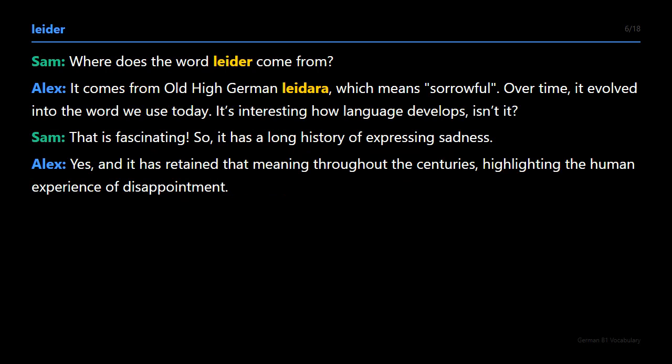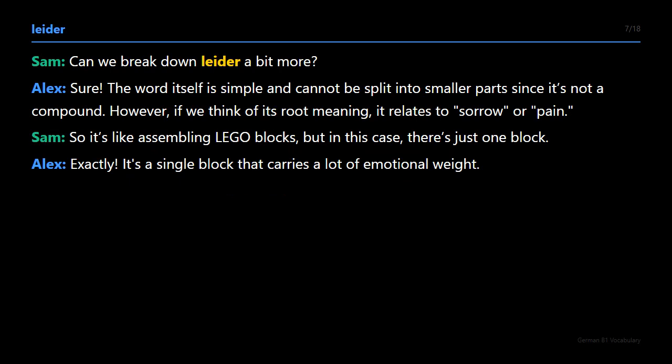Can we break down "leider" a bit more? Sure. The word itself is simple and cannot be split into smaller parts since it's not a compound. However, if we think of its root meaning, it relates to sorrow or pain. So it's like assembling Lego blocks, but in this case, there's just one block. Exactly. It's a single block that carries a lot of emotional weight.